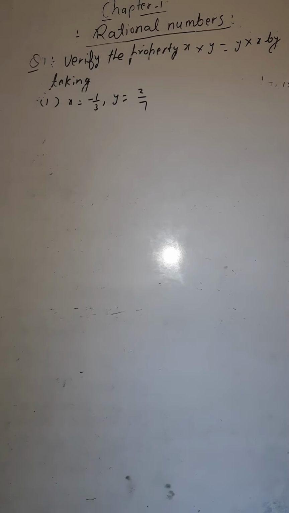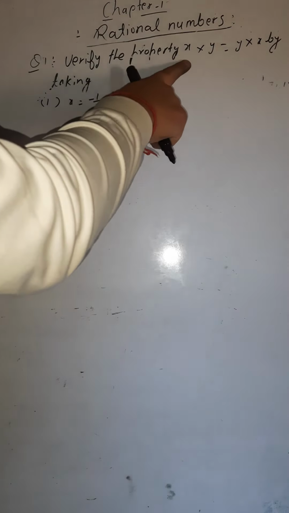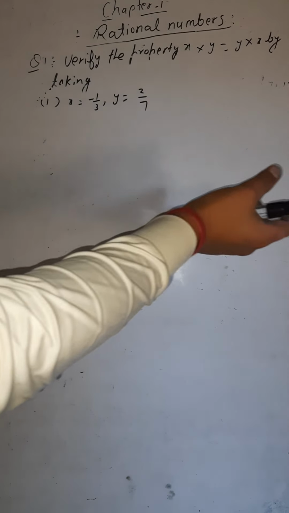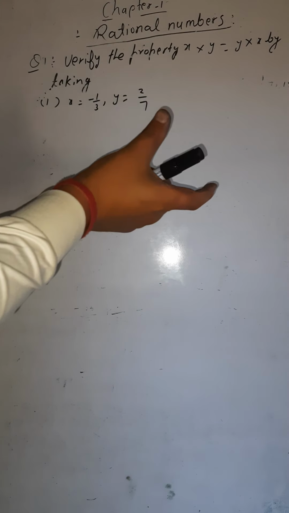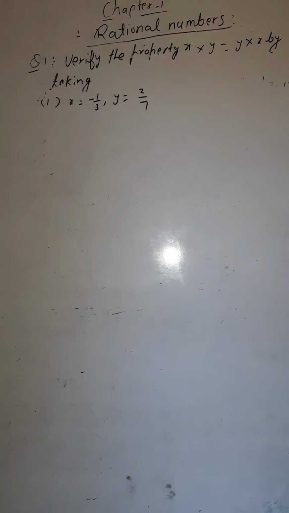Now how would you do this question? First you would take LHS, put the values there, and you will get an answer. Now you would take RHS, put the values there, and you would get an answer. If both LHS and RHS are coming equal, then you would say hence the property is verified. Very simple. Okay, let's start right here.